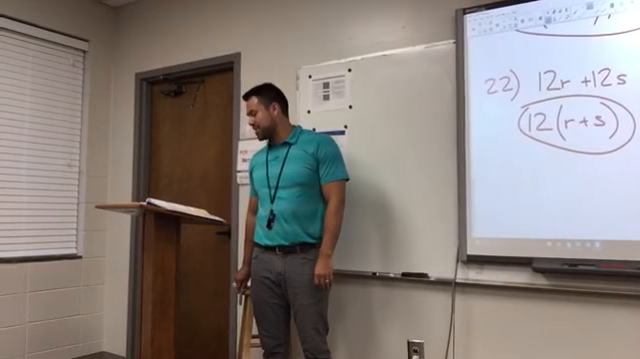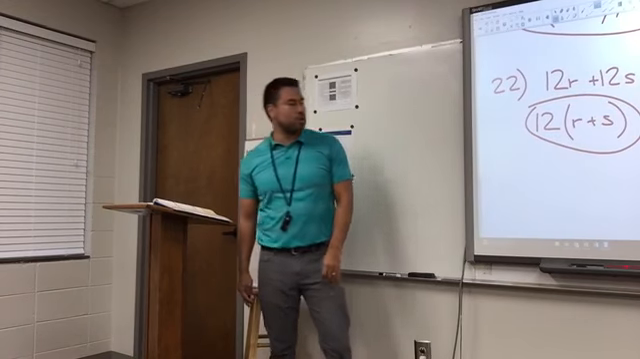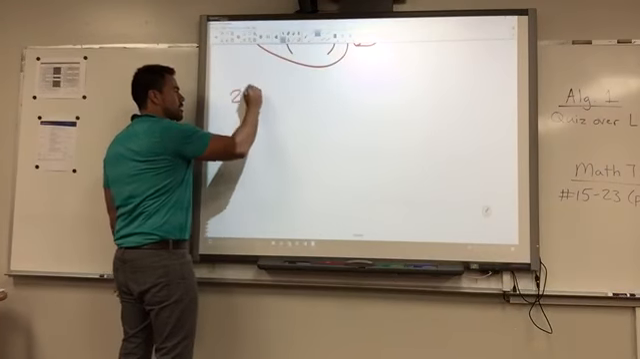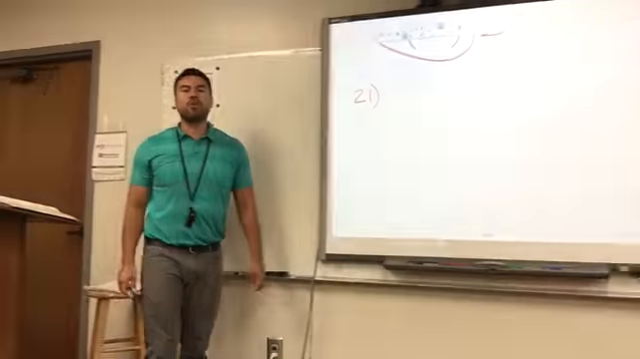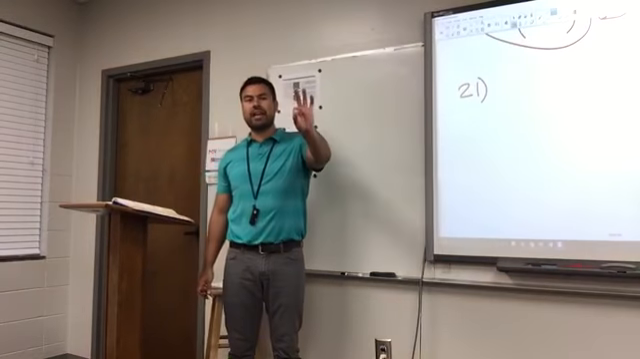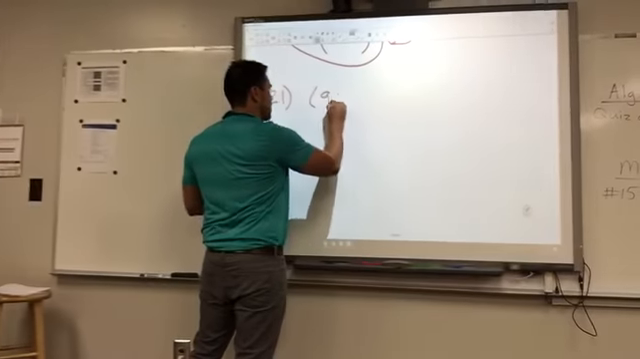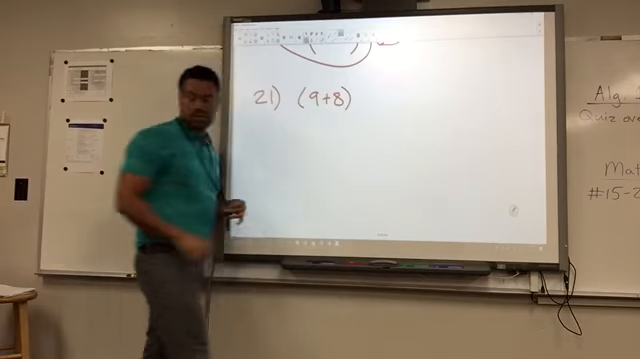All right, you guys seem to be good at this, but let's go back to 21. So you guys were asking, what about 21? Yeah, I don't know. We skipped it. Now I want you to do it on your own. I want you to rewrite it using distributive property. This one is easy. 9 plus 8 times.